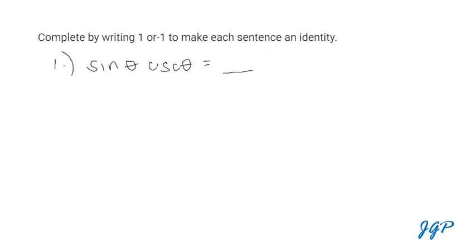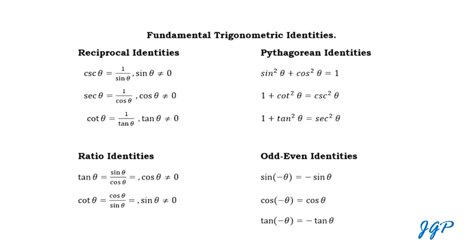Okay, so let's have an example. Complete by writing 1 or -1 to make each sentence an identity. So number 1, sine theta, cosecant theta is equal to, is it 1 or -1? So let's go back to our identities. So we're looking for the sine function and cosecant function. Sine and cosecant, if I look at it, I can find that here in the reciprocal. We have the cosecant and the sine. So we will use the reciprocal identities to be exact, this one.